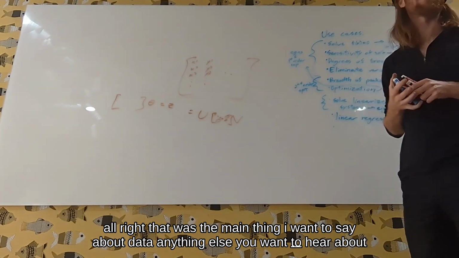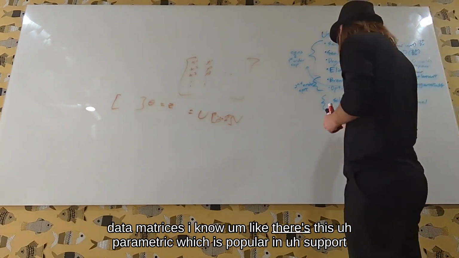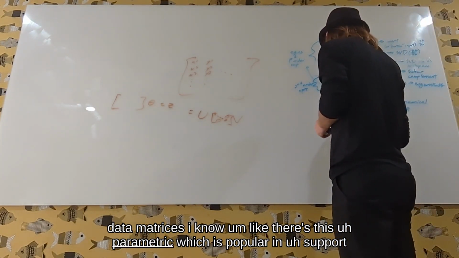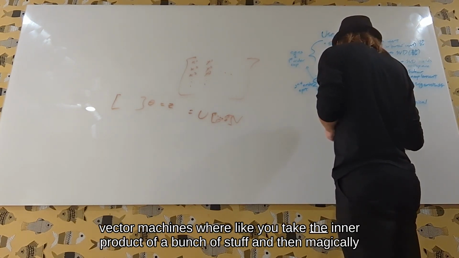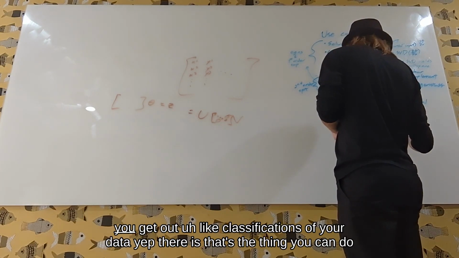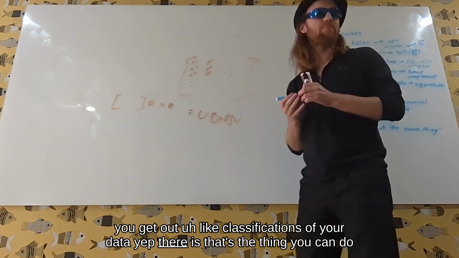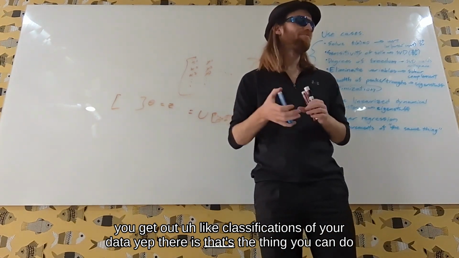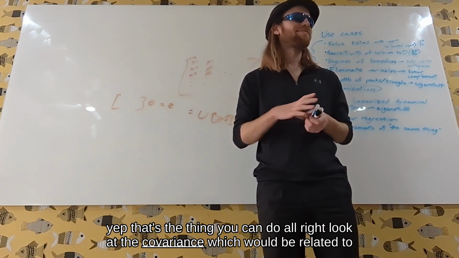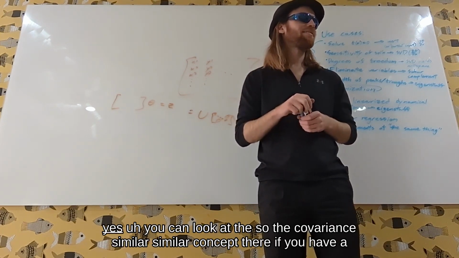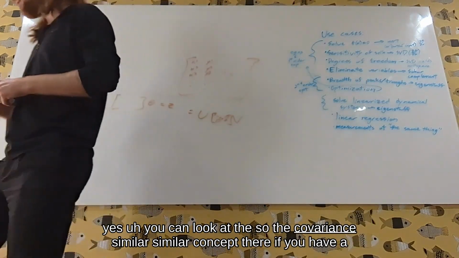Anything else people want to hear about data matrices? I know there's this kernel trick which is popular in support vector machines, where you take the inner product of a bunch of stuff and then magically you get out classifications of your data. Yep, that's a thing you could do. Let's look at the covariance, which would then be related to the SVD. Yes, you can look at the covariance.